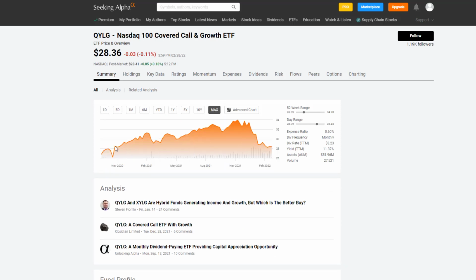This is QYLG's Seeking Alpha page. If you take a look at the max, you can see that Seeking Alpha's data starts around September of 2020. It started to hold its own until about December, and then in January it has come down to $28.36. We will play around with the CAGR number just to have a few scenarios of what this fund would look like in the next 1 to 10 years.